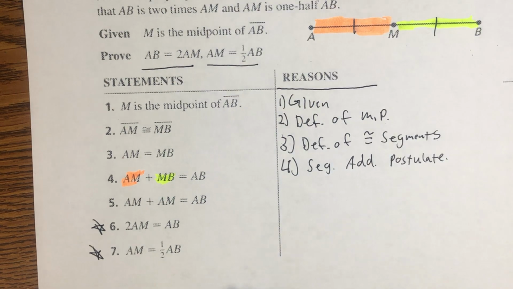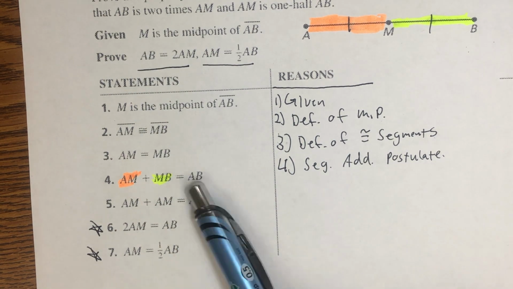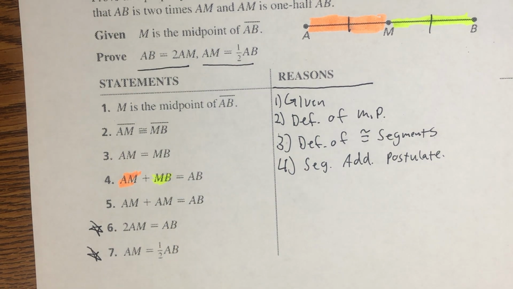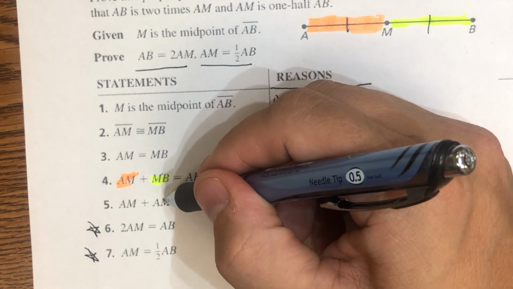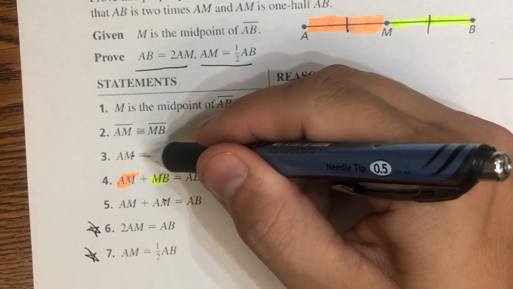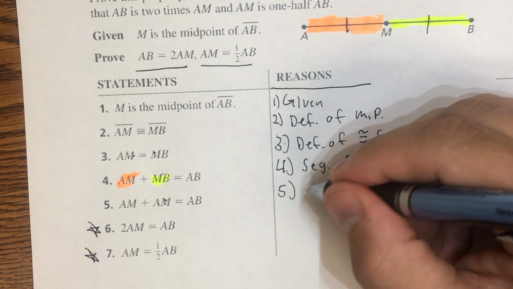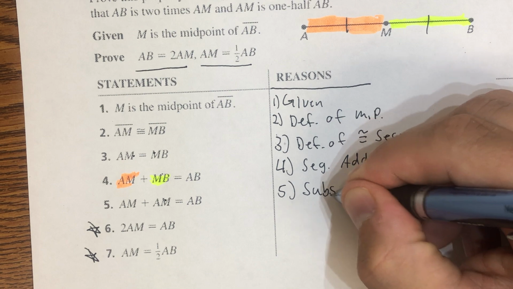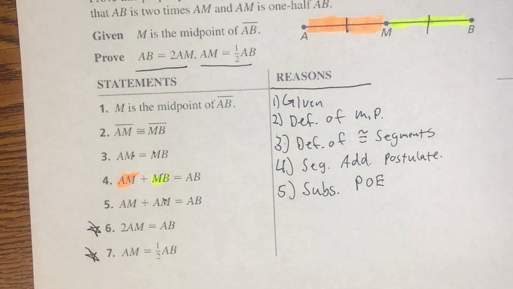And the reason why we knew we had to do that was because we have to end with AB. We hadn't had AB involved yet. AB had to get involved. Had to put them in there. Okay? Next step. Our MB changes to an AM. Well, AM is equal to MB from step 3, so I can use the substitution property of equality. I abbreviated substitution.